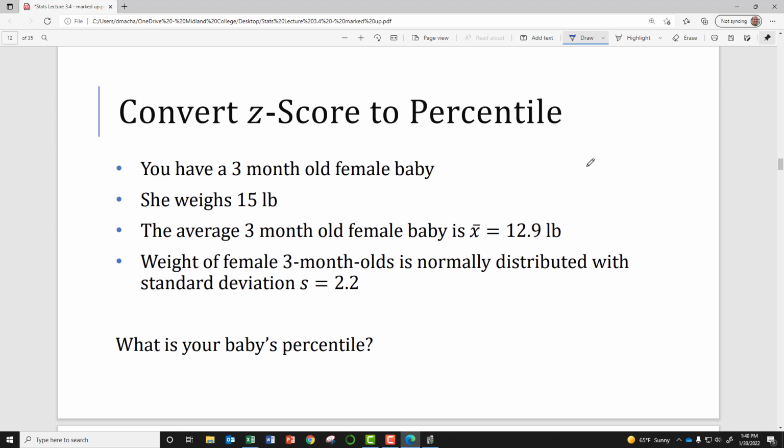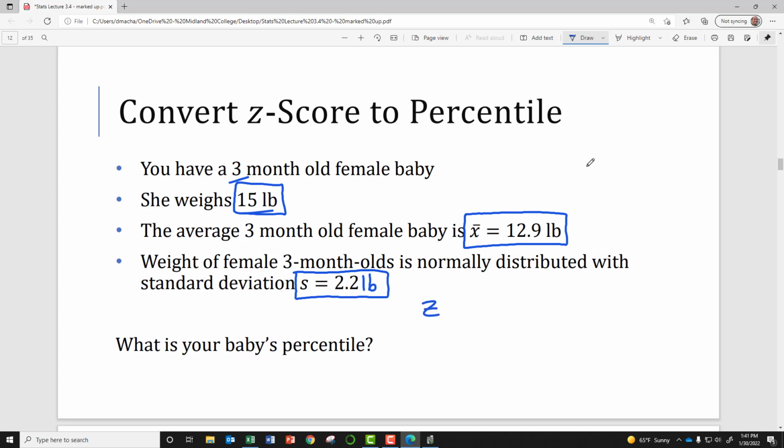Now, here's an example. Suppose you have a 3-month-old female baby. She weighs 15 pounds. Suppose the average 3-month-old female baby, and notice this is a sample mean because I'm talking about the average, is 12.9 pounds. Let's suppose the weight of female 3-month-old babies is normally distributed with a standard deviation of 2.2. So standard deviation has the same units of measure as the measurement, so that's 2.2 pounds. What is your baby's percentile if your baby is 15 pounds?